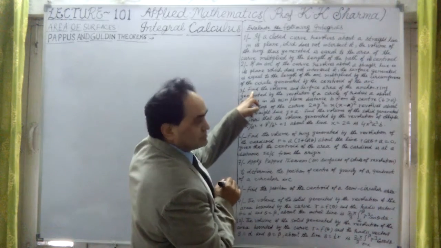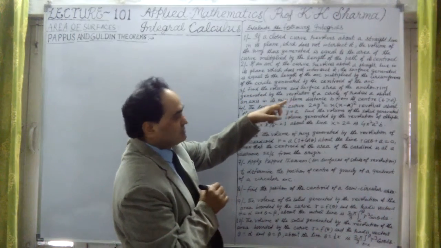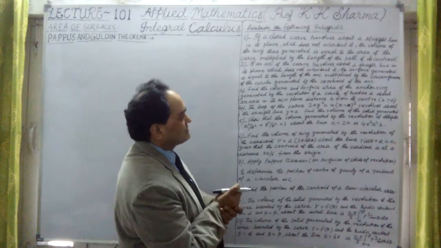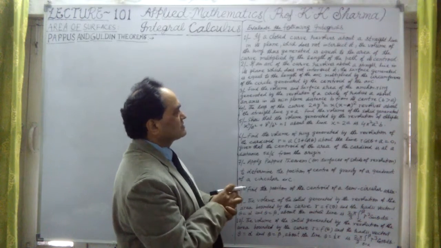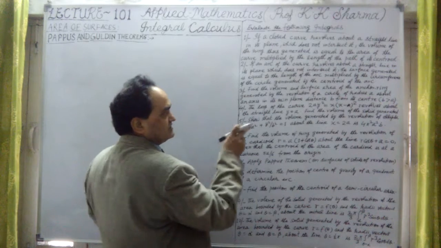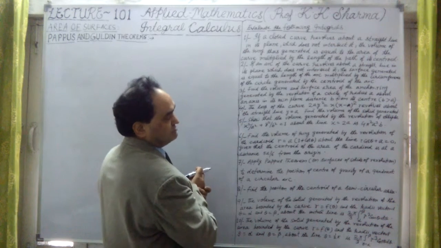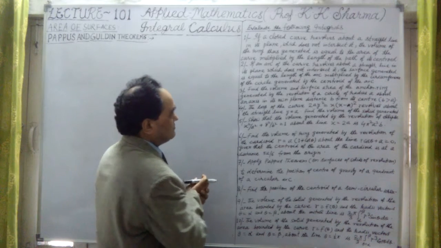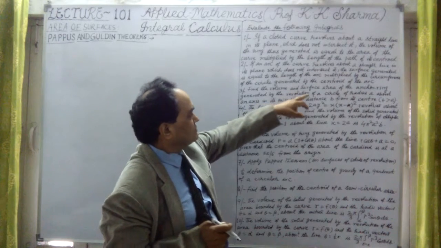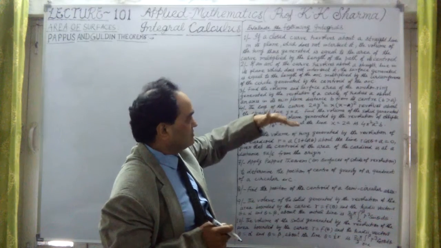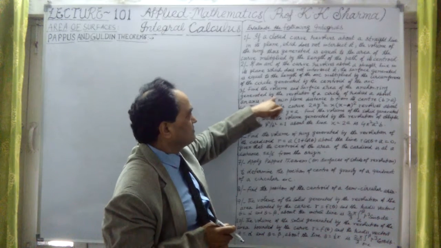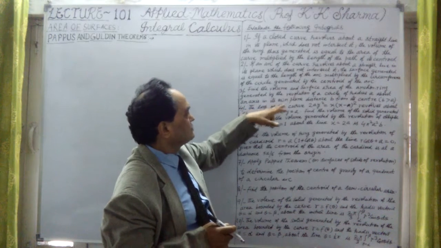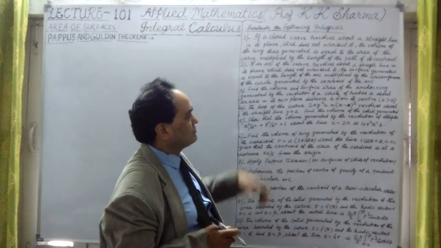Now question number 3 says, find the volume and surface area of the anchor ring generated by the revolution of a circle of radius a about an axis in its own plane, distance b from its center, where b is greater than a. The anchor ring is generated by revolving a circle of radius a about an axis in its own plane, distance b from its center.